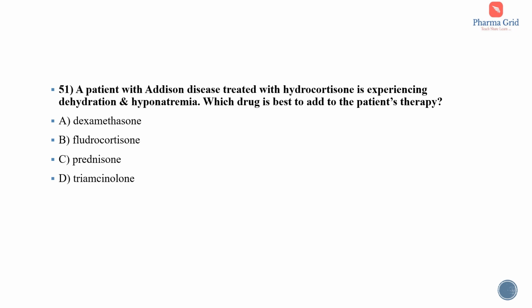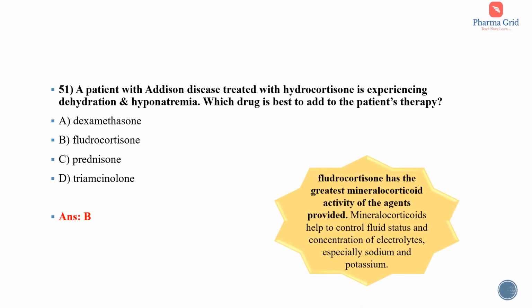Among these options, dexamethasone, prednisone and triamcinolone are glucocorticoids. Fludrocortisone is a mineralocorticoid. So here the correct answer is option B, that is fludrocortisone. Why? Because fludrocortisone has the greatest mineralocorticoid activity of the agents provided. Mineralocorticoids help to control fluid status and concentration of electrolytes, especially sodium and potassium.